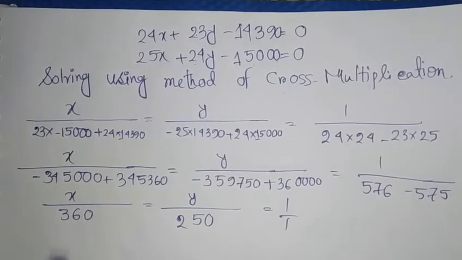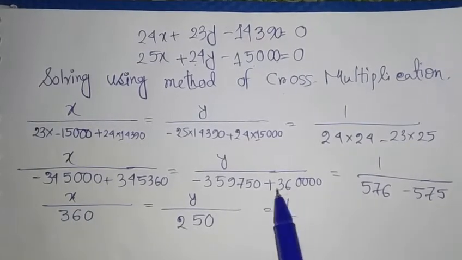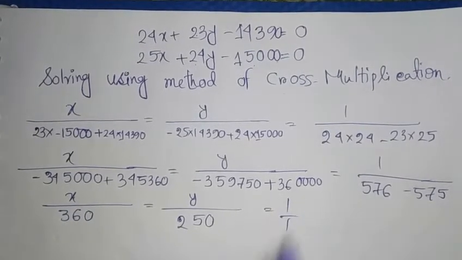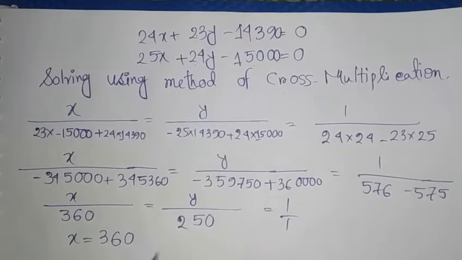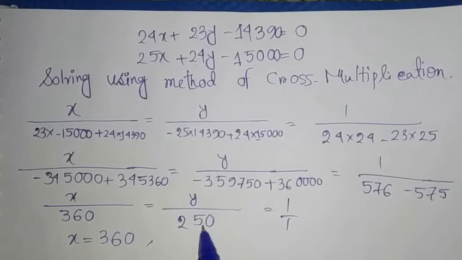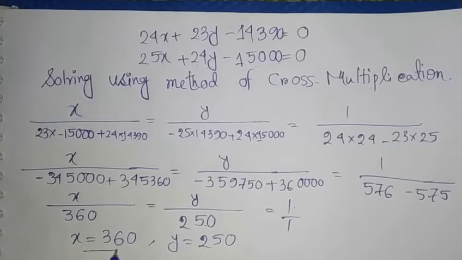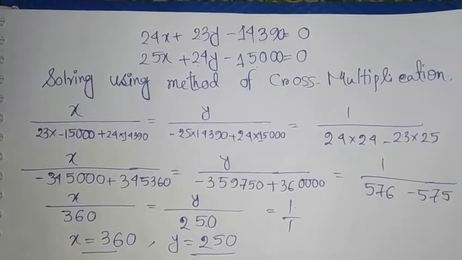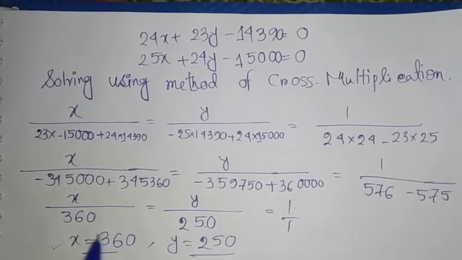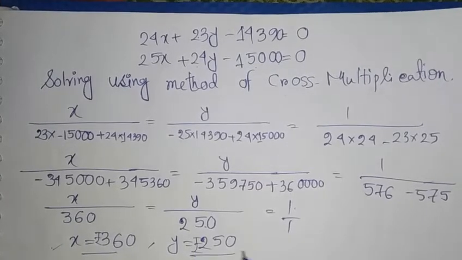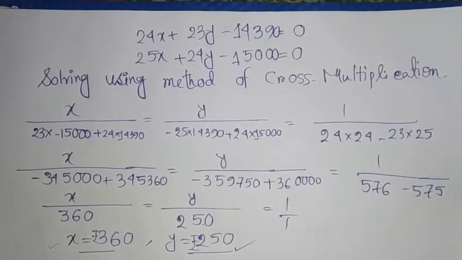Now for the x part, what should we do? X equals 360 into this. Here only 1 is present, so x becomes 360 into 1, that is 360, and y becomes 250 into 1, that is 250. These two were the cost prices. So the cost price for the pant is 360 rupees, and the shirt is 250 rupees. Okay, you can solve it in other methods also. The answer will be the same.